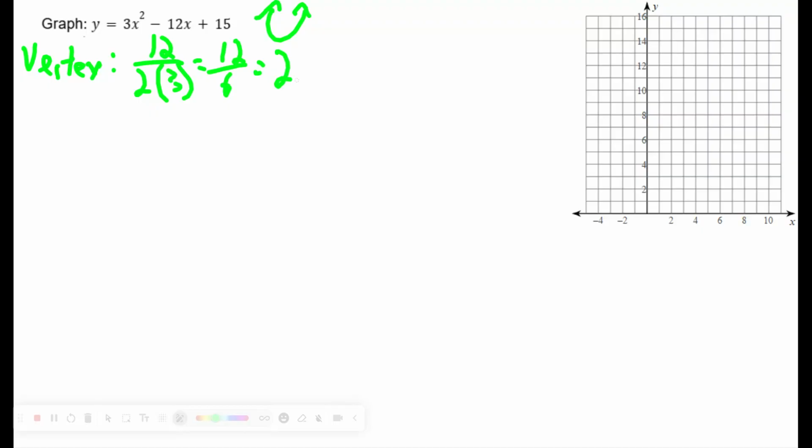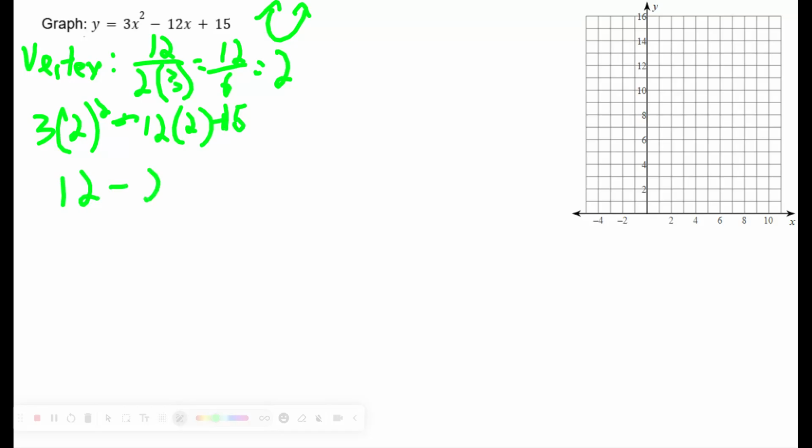So if our x is 2, we're going to plug that back in. 3 times 2 squared minus 12 times 2 plus 15. Ooh, that is written poorly. 2 squared is 4. 4 times 3 is 12. 12 minus 24 plus 15. 12 minus 24 is negative 12 plus 15, 3. So my vertex here is 2, 3. Let's go over here on the graph, 2, 3. I think it should be right about there.